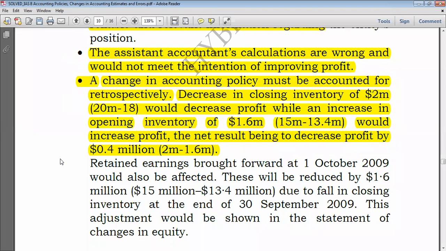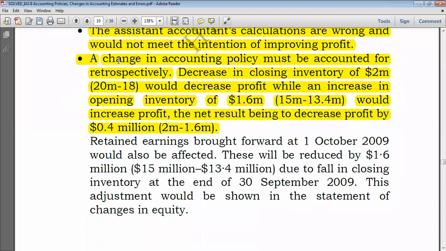Now, another point to note, if you are not available in the morning sessions, is that when there is a change in accounting policy, you have to restate the balance of retained earnings at the beginning of the period under question. So retained earnings brought forward should have changed, right? By how much would they have changed? It's simple because we have already spoken about it.